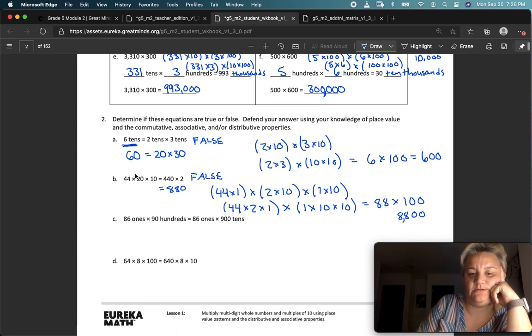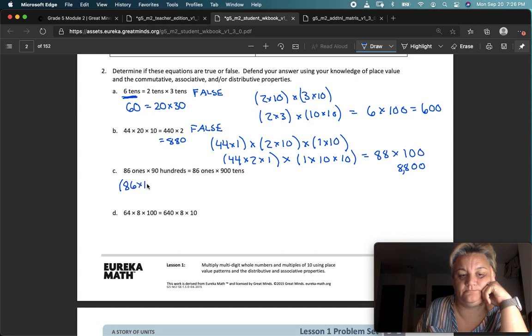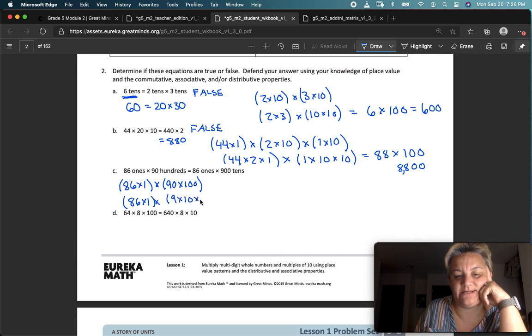Okay. Next one. You have to show your work here. 86 ones times 90 hundreds, which would be 90 times 100. Well, here's what I'd like to do. I'd like to change this to 86 times 1. And then I'd like to change this to 9 times 10 times 100. See how I just did that right there?